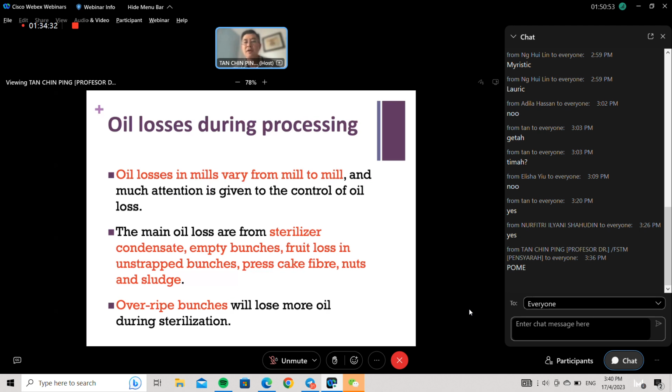Okay, so therefore in plantations they cannot accept harvesting of overripe bunches. They are going to fine the workers and deduct their salary because they overlooked overripe bunches.